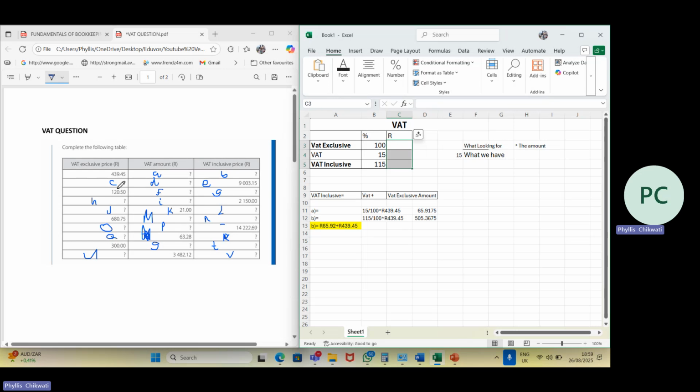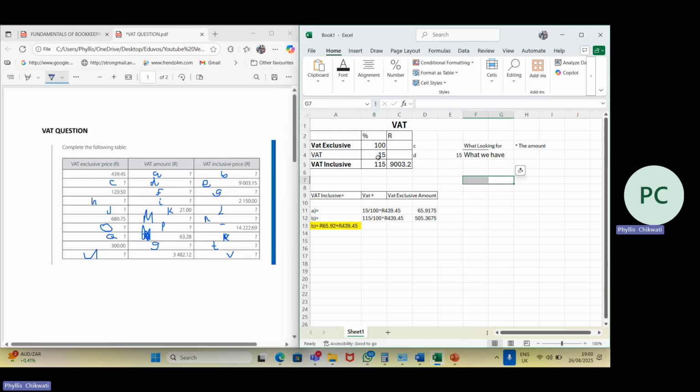So let's look at part C. With C now we don't have the exclusive amount. So we need to determine the exclusive amount, and we also need to determine the VAT portion. Those should be small letters. And then this part we do have. So we have it as 900.3.15.